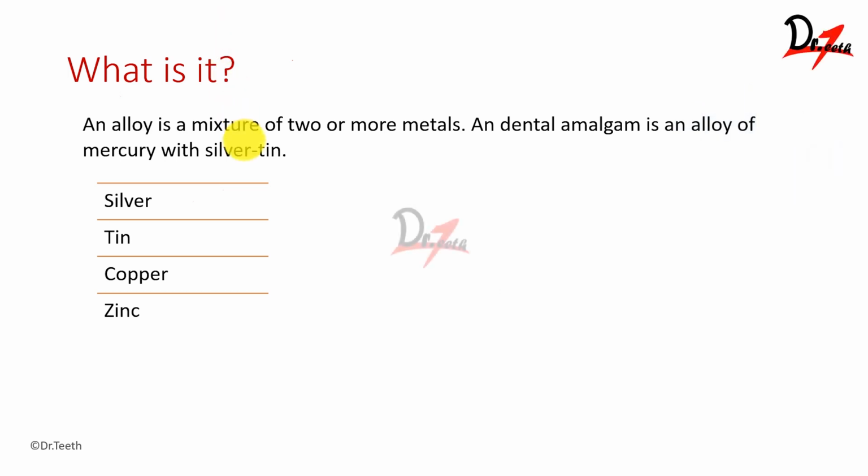Now here, let us start by understanding two terms. One of them is alloy and one of them is dental amalgam. So what is an alloy and what is dental amalgam? Alloy is a mixture of two or more metals. And dental amalgam is a type of alloy. Why a type of alloy? Because it is a specific alloy where we have mercury with silver and tin. So now we know what an alloy is and what dental amalgam is.